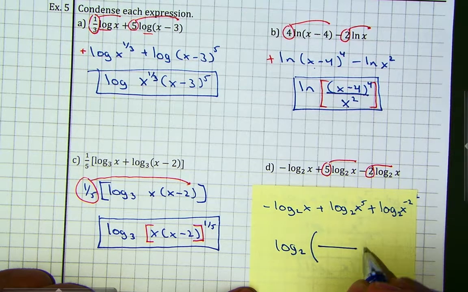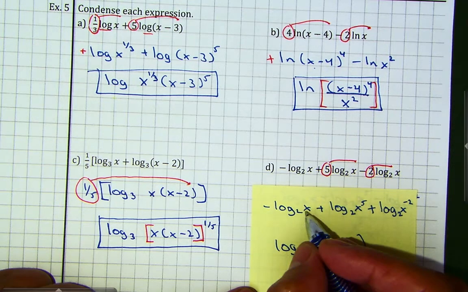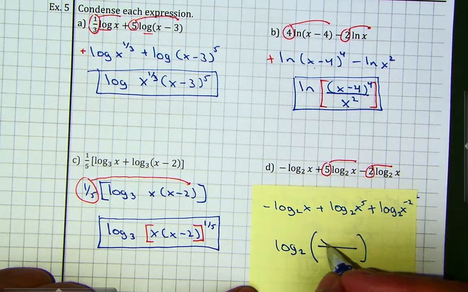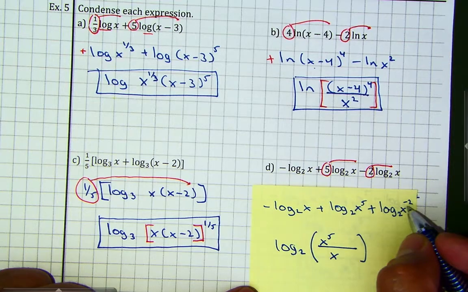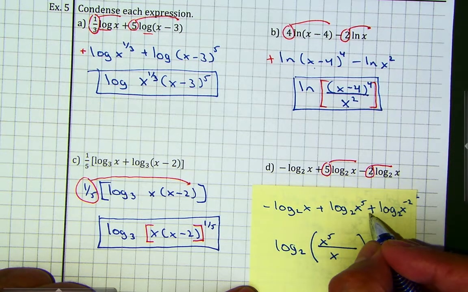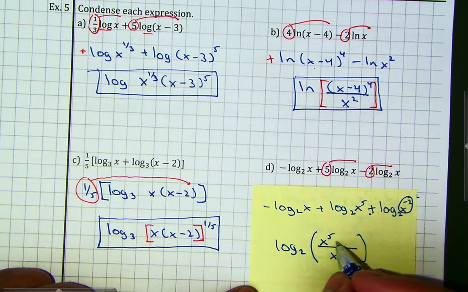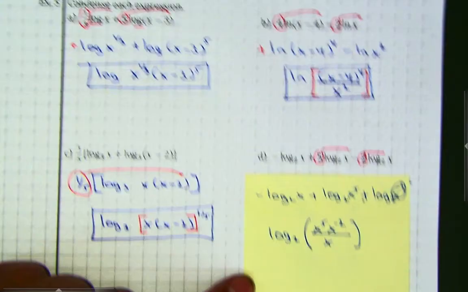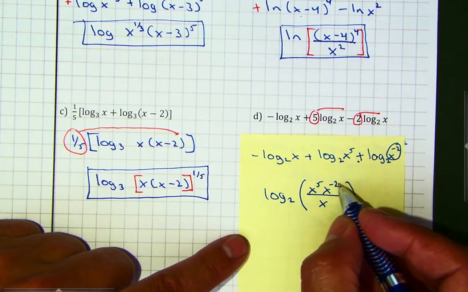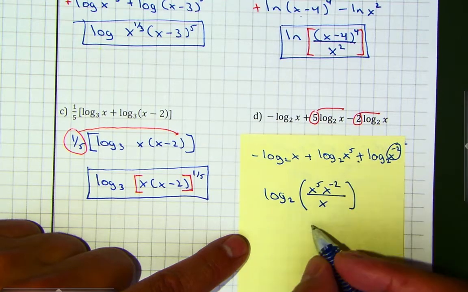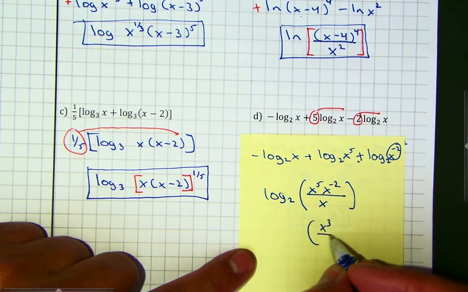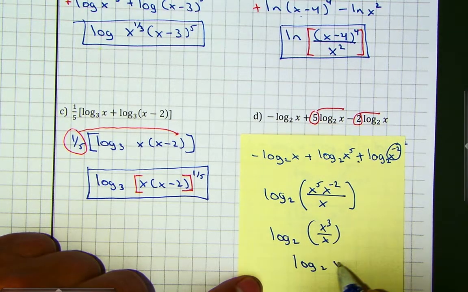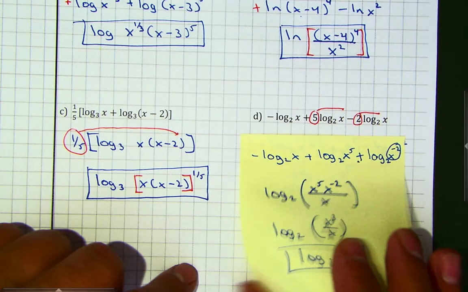I need a fraction. So therefore the x is negative, so it goes on the denominator. That's positive, goes on the numerator. That is negative. Well, the log is positive, so therefore this goes on the numerator as well. You notice that will be the same expression, correct? 5 minus 2 is 3. So you end up with x to the third over x, which is log base 2 of x squared. Whichever way you choose to do it, you get the same answer.